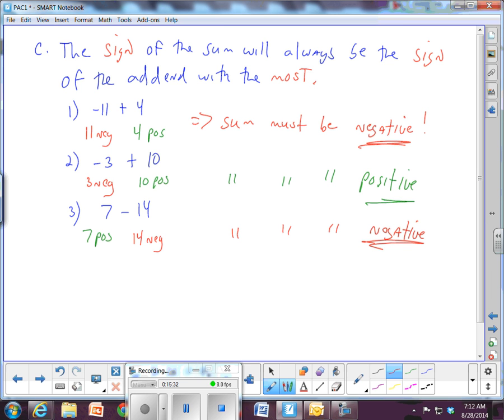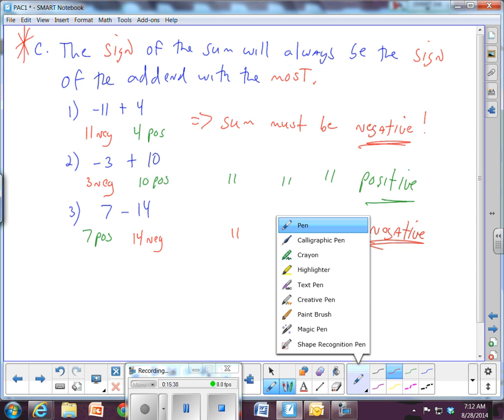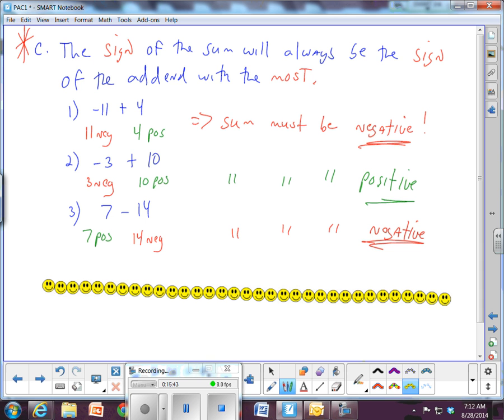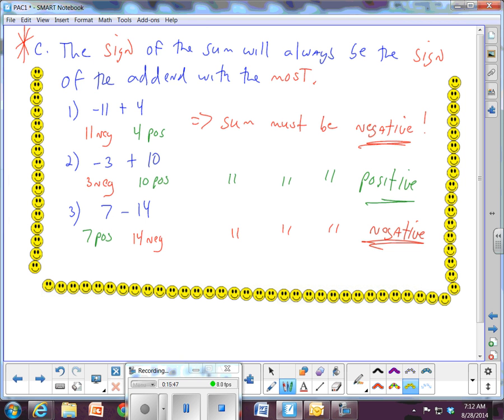This is really a key concept. I'm going to come back up here and put an asterisk by it. Maybe even I'll add a few smiley faces here. And so just remember this concept. It is very important. It's something you want to think about all the time so that you never miss a problem because of missing a sign.